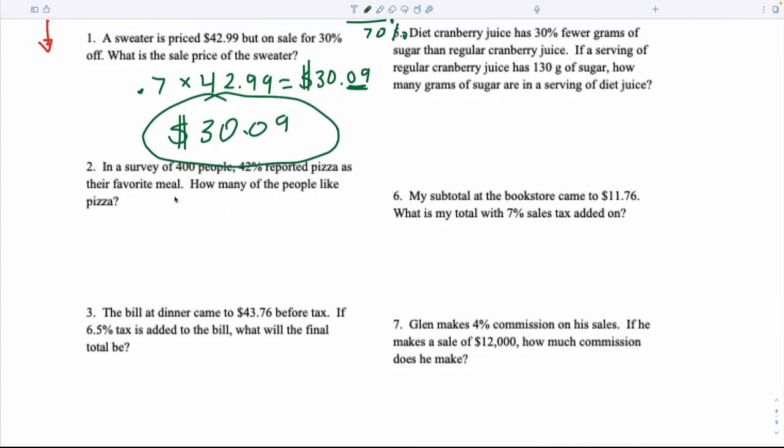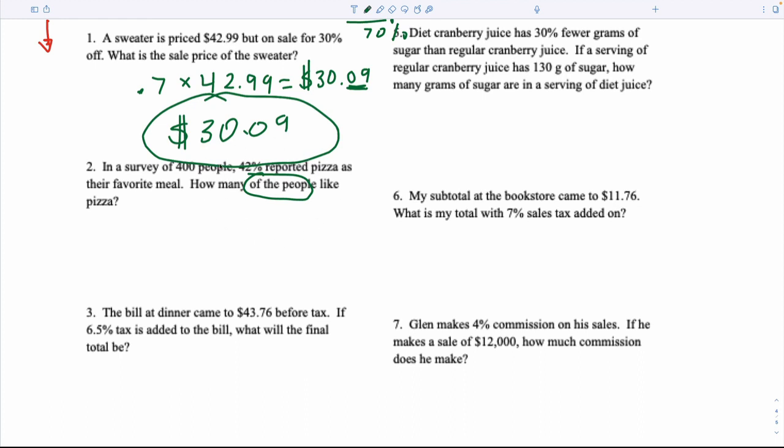One more. In a survey of 400 people, 42% reported pizza as their favorite meal. How many of the people like pizza? What type of problem is this? Mark up, mark down, or percent of? Sean. So am I going 42% up from 400, or am I taking some percentage? Circle. This is going to be percent of.